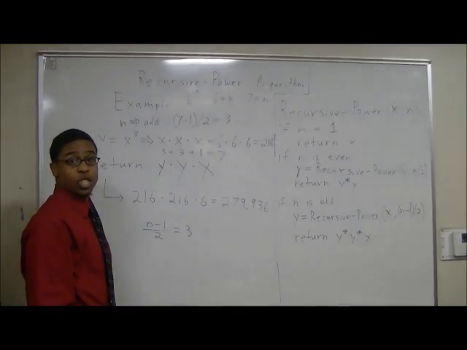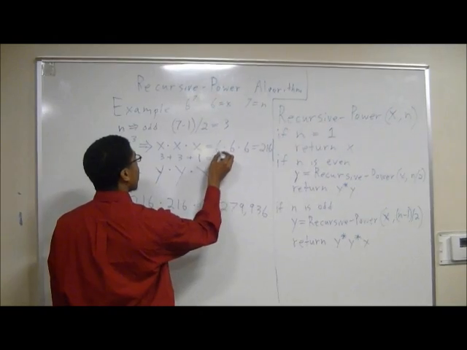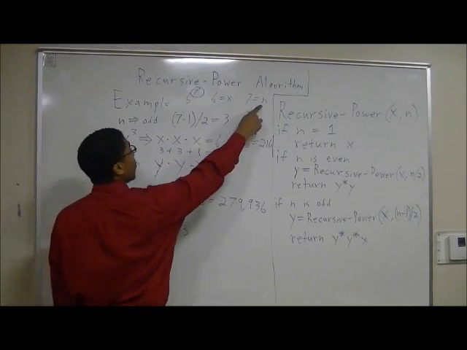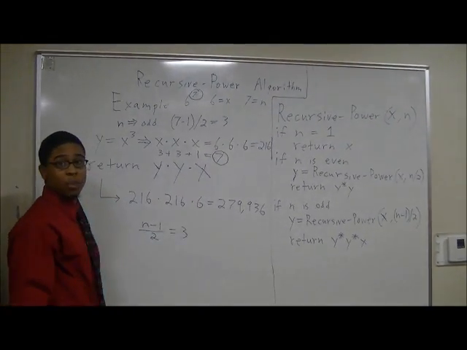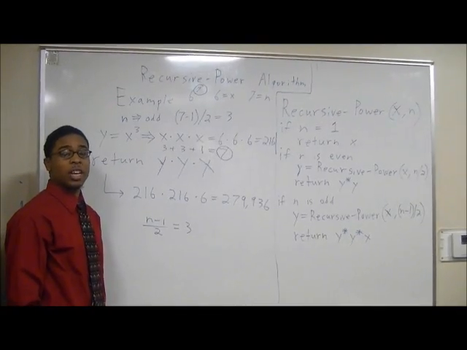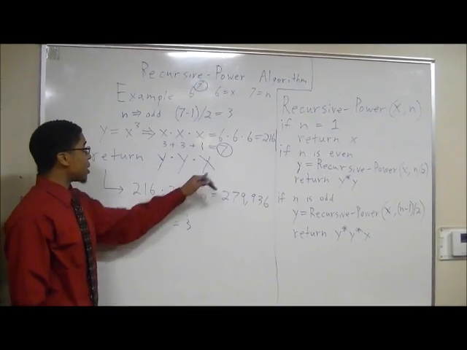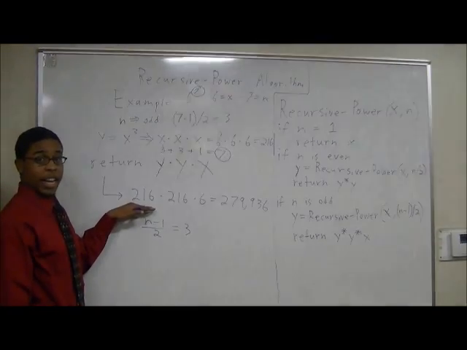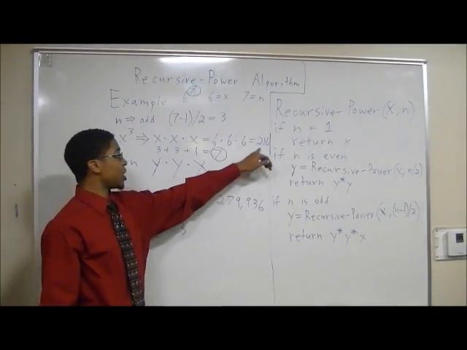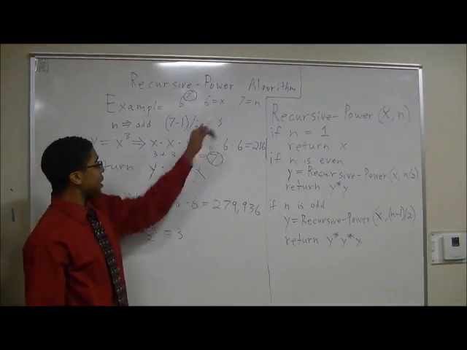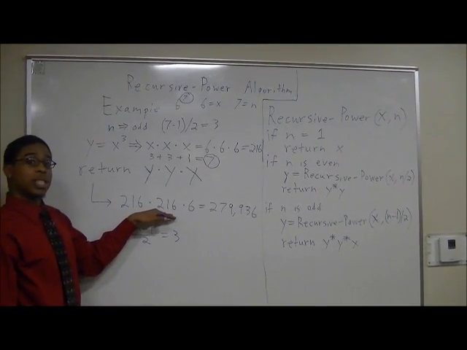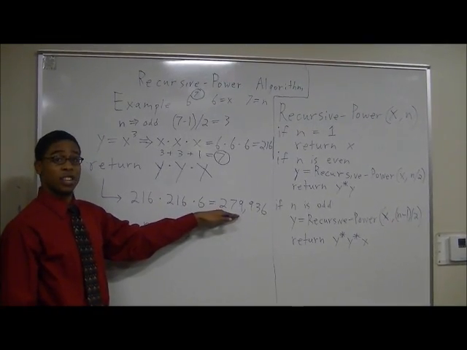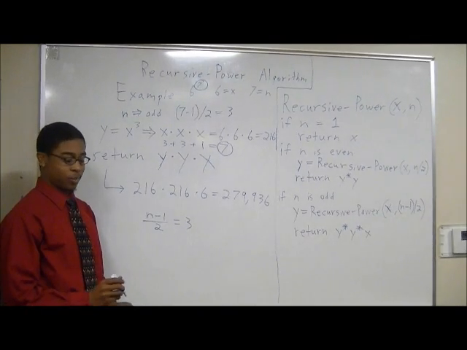The reason you can check this is by using this algorithm. If these two numbers do not match, if your n does not match the number of exponents when you add them together, then you have done this algorithm incorrectly. Since the numbers do match, we can then come down and sub in numbers for our y and x. Our y we got to be 216, and our x is originally 6. 216 times 216 times another 6 equals 279,936. And that is your answer.